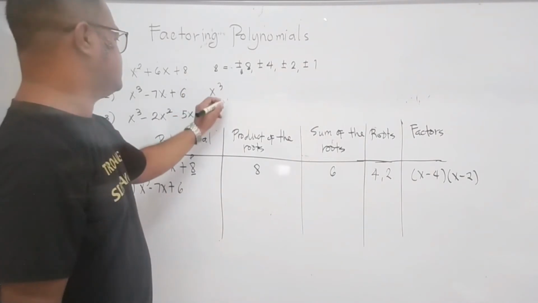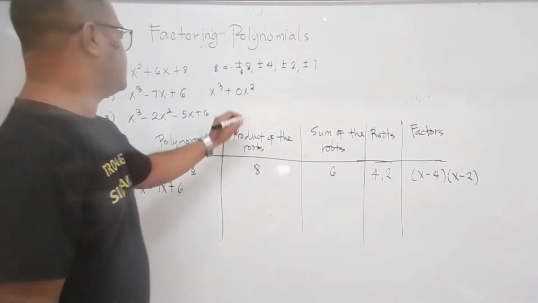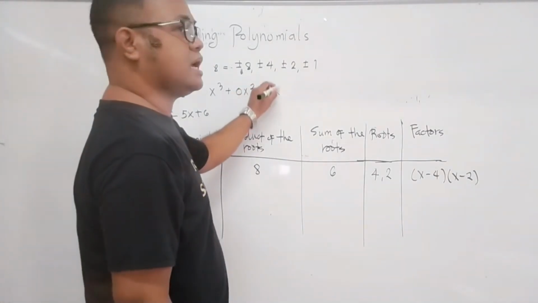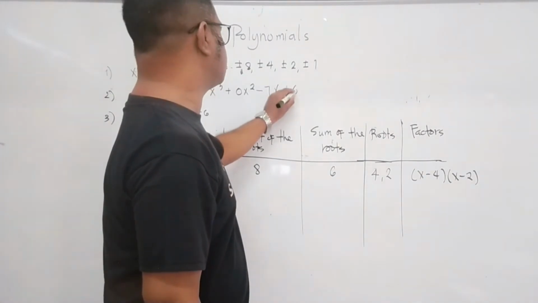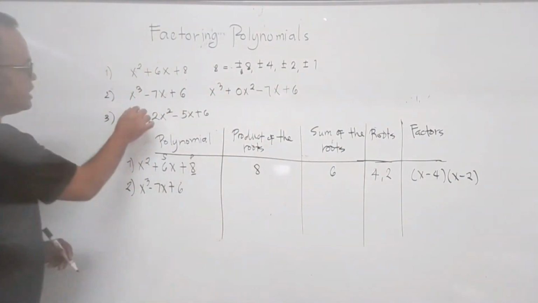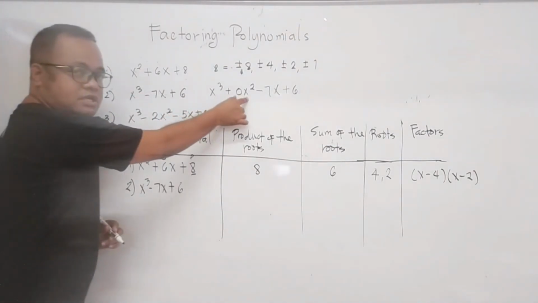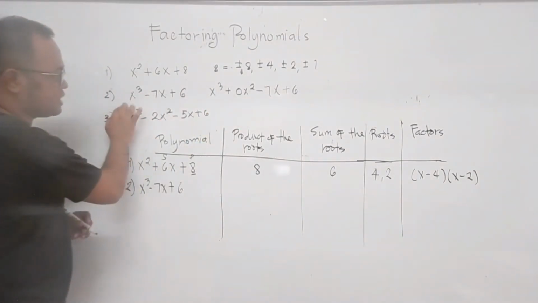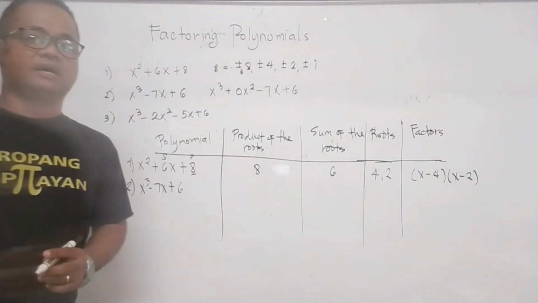x cubed plus 0x squared minus 7x plus 6. So I have inserted the missing term, which is 0x squared. It is because for us to determine the sum and the product of the roots.